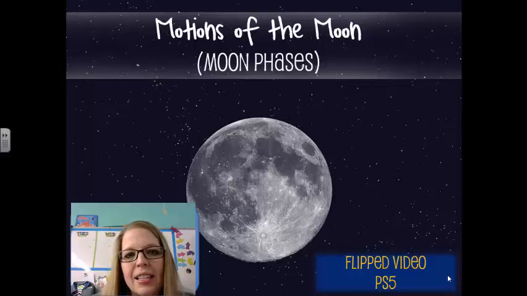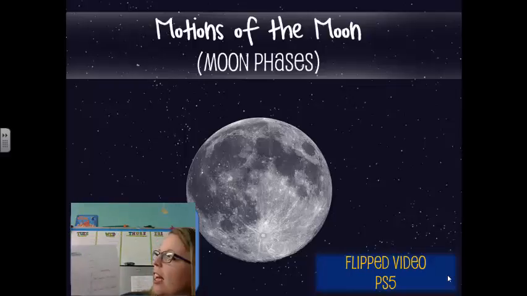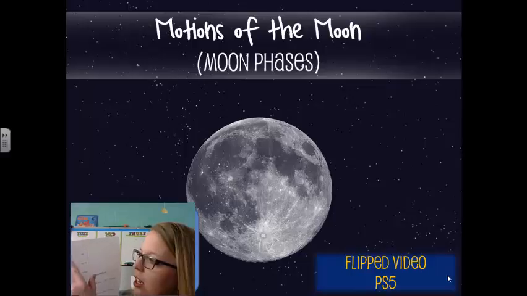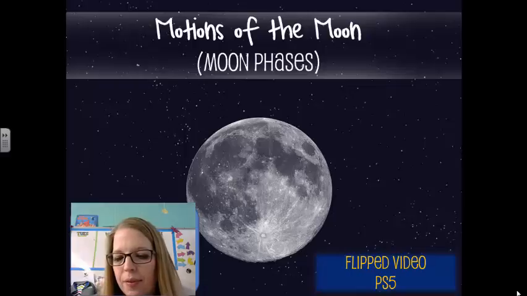Hi guys, this is your flip video for motions of the moon, which is like the moon phases. For this flip video, you need to get this sheet out. It's your note guide, so it has all the words that we're going to define today. We're going to get a definition here, and then you will draw a picture to represent those words in that last column. The picture should be colored and detailed. Okay? So we're going to start off right away.